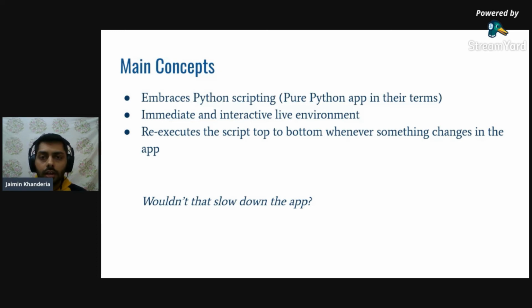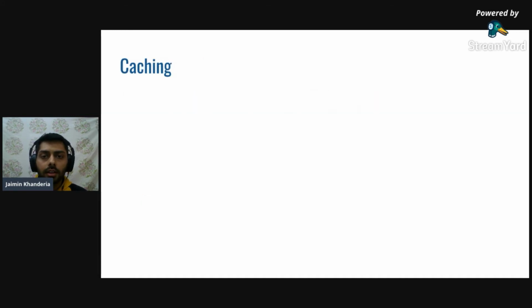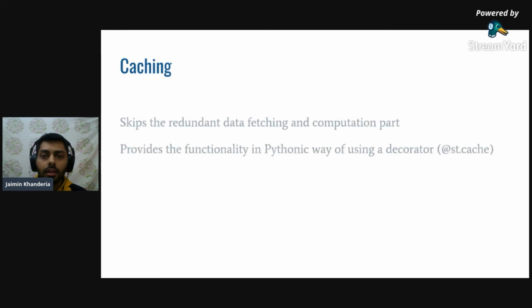To give you a hint, it is a simple term that everyone must have heard during his or her education in the computer science field. Yes, the answer is caching. Streamlit provides the functionality of caching so that the developer can skip the redundant data loading and fetching part, or even the heavy computation part associated with the web app. By using this functionality, we can render the web app faster.